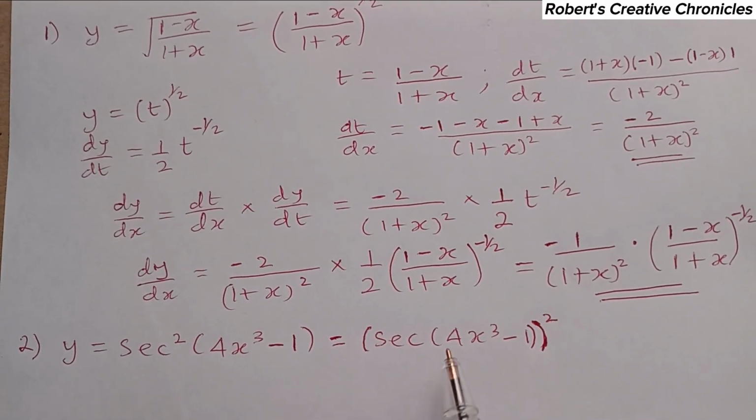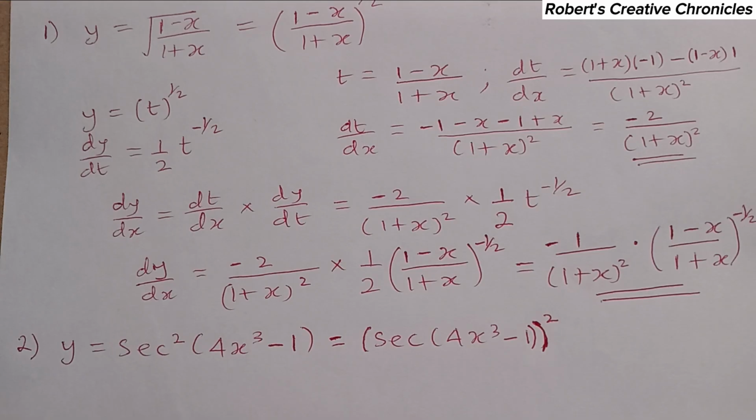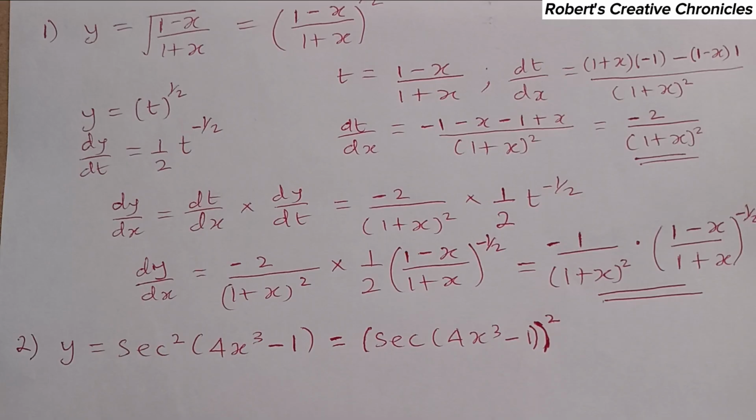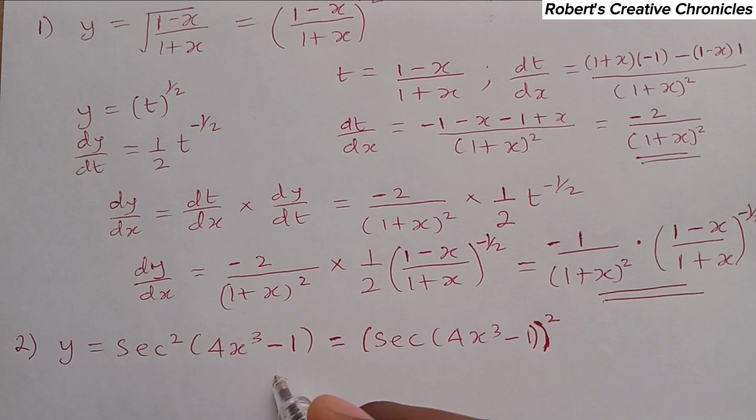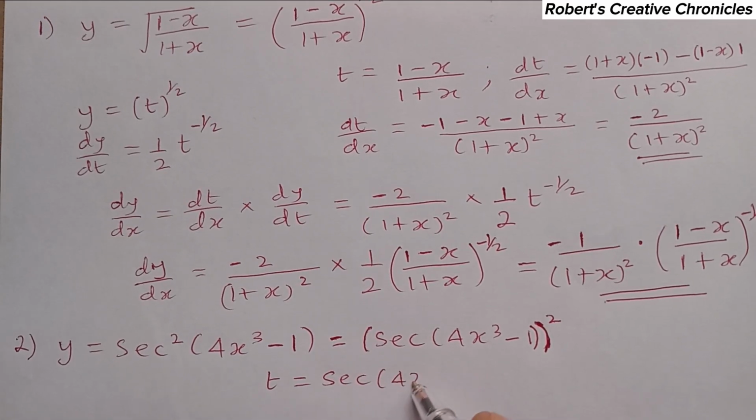So now you can see that this is a function of a function of a function. So in this method, we are still going to use the chain rule, but we are going to add. Normally, we say let t equal the core, but we are going to use two variables in this one. We cannot use only one variable because it's a function of a function of a function. So we are going to use another variable with t. So we'll say let t equal the inner core. The core is what? Sec 4x cubed minus 1.